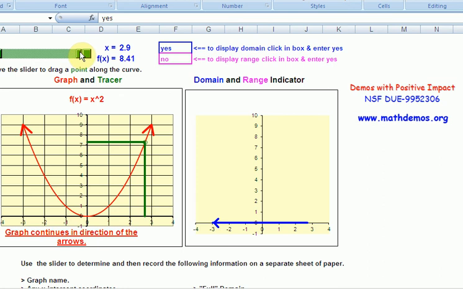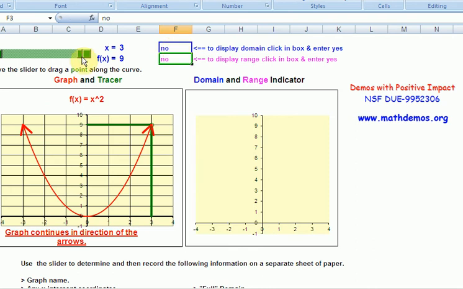Okay? Now, do you see why there are arrows at the end here? Because this actually goes further and further too, right? So technically, it covers all of the x-axis. That's why the domain is all real numbers. Get that? Yeah. Now, what if I change this to no, and I will change the bottom one to yes?